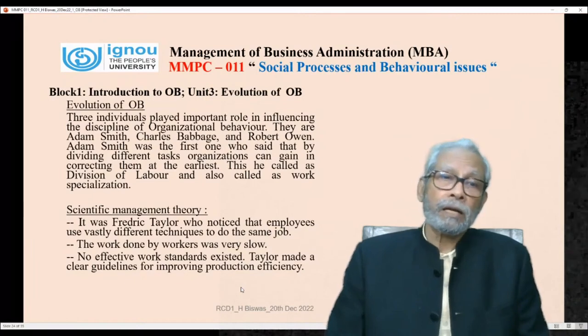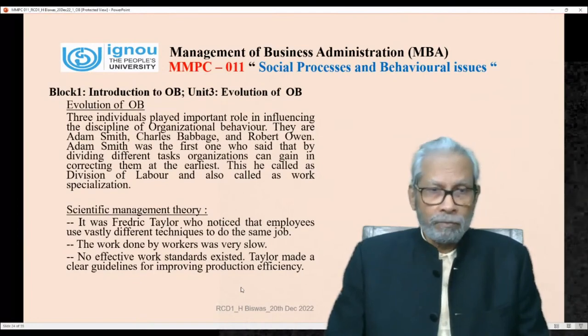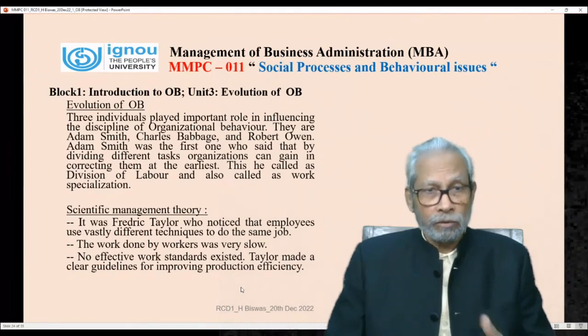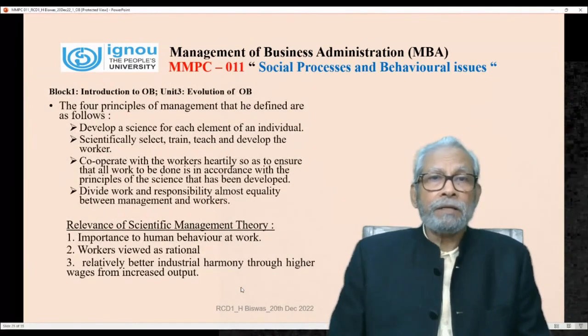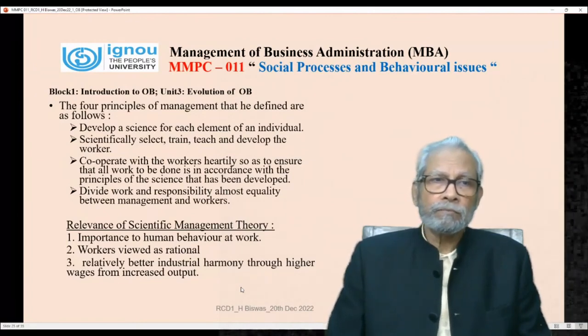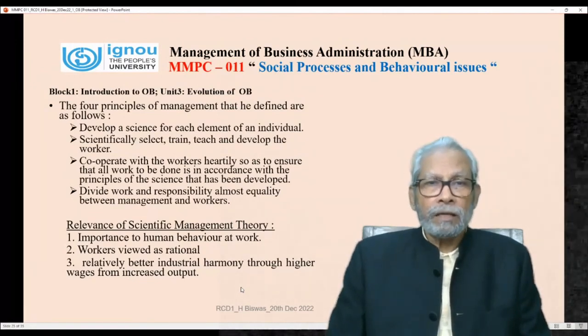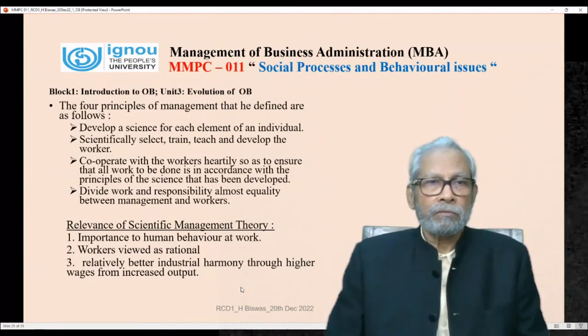Taylor made clear guidelines for improving the production efficiency. He has given us some guidelines. Basically, he has observed, and then after that, he has concluded how to increase the production efficiency. So those guidelines we have to see in the next slides. So the four principles of management that he defined are as follows: develop a science for each element of an individual's work, scientifically select, train, teach, and develop the workers. You see, these points are very important. First, he has explained this very scientifically.